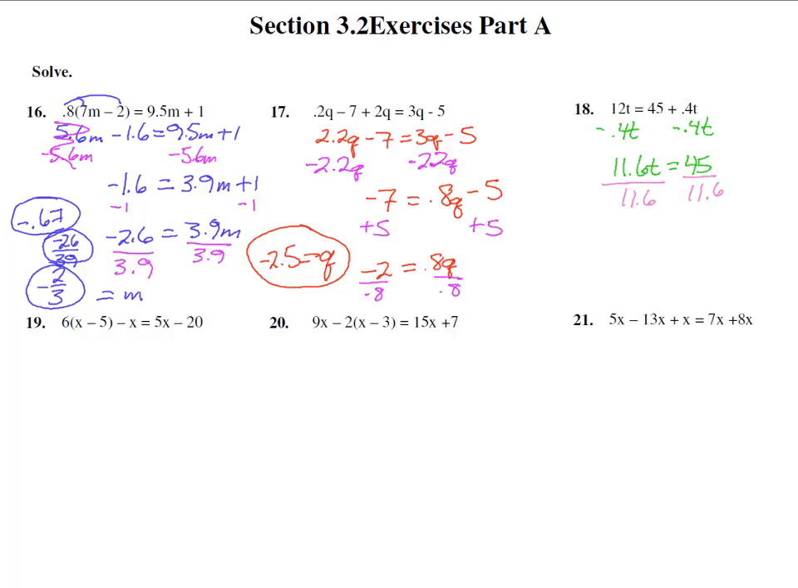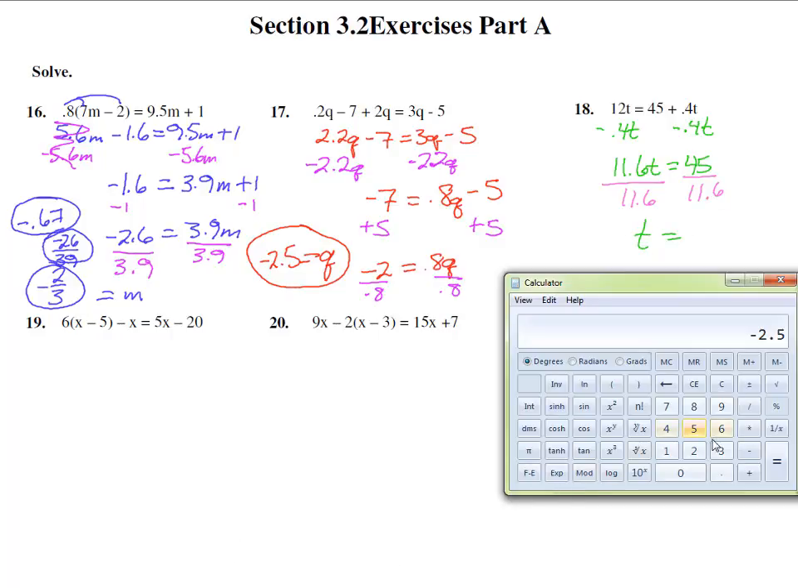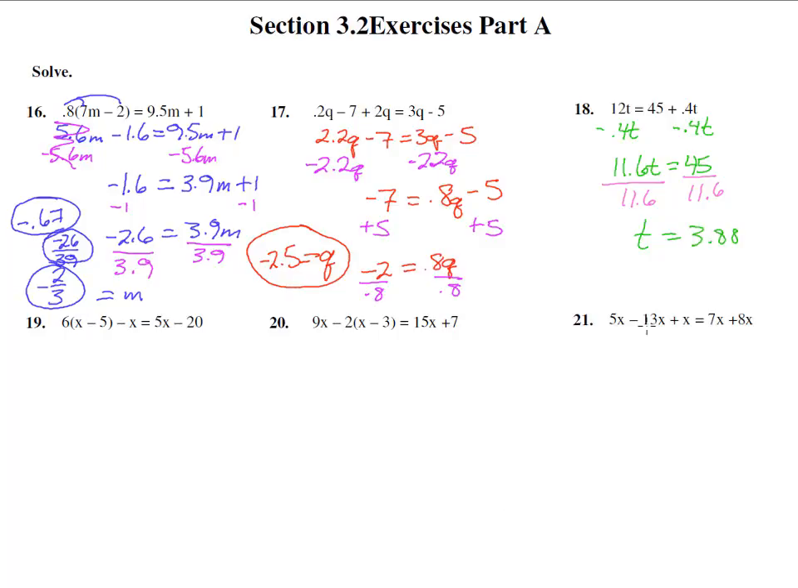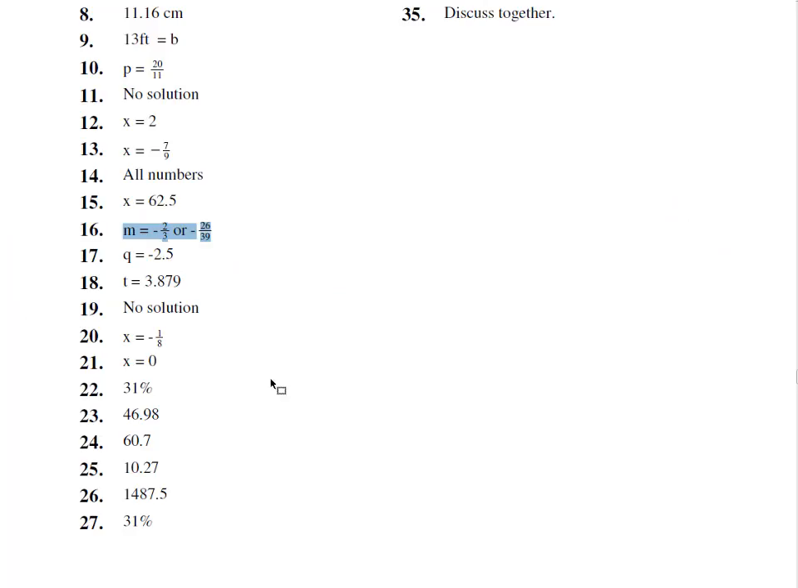That will allow the t to be all by itself right over here. T equals, what's 45 divided by 11.6? Pull out our trusty calculator. 45 divided by 11.6 equals 3.8793. 3.88 maybe? 3.88. Okay, let's check our answer.